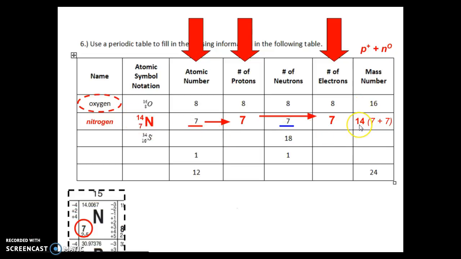Okay, the mass number of this particular atom of nitrogen is 14. Some other nitrogen atoms may have a slightly different mass number because they can have differing numbers of neutrons. The protons are always the same for a given element. Let's try the next one.